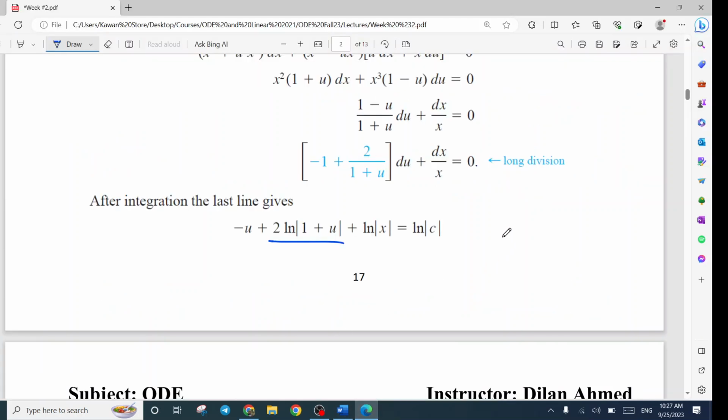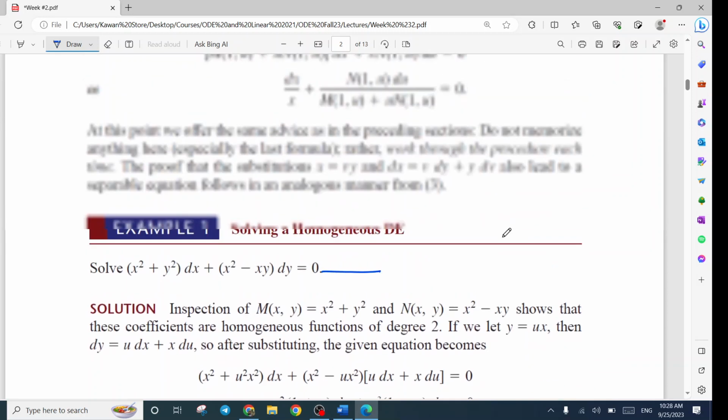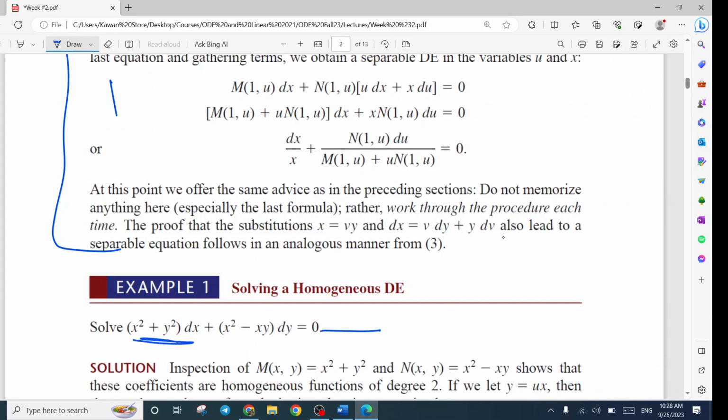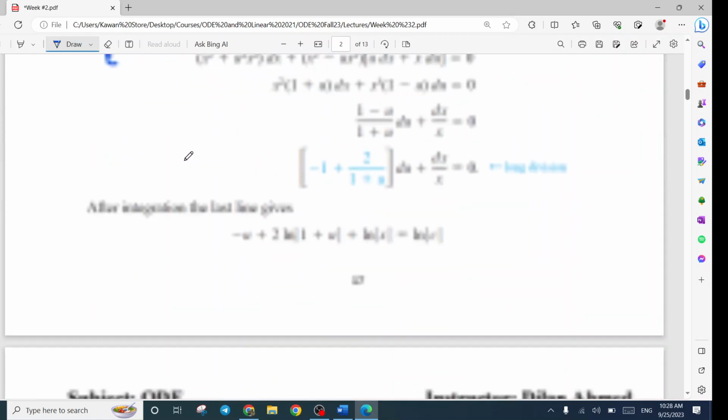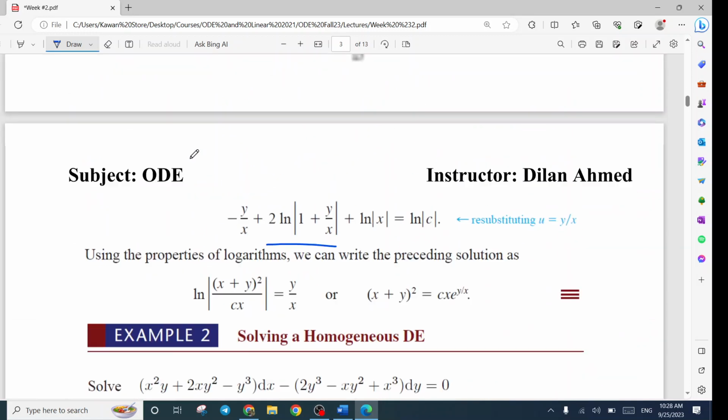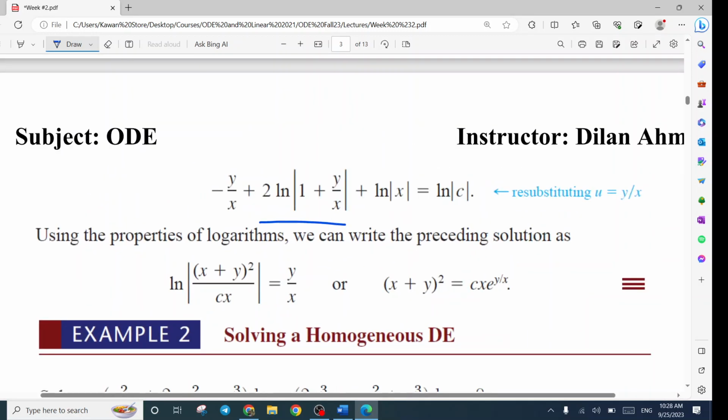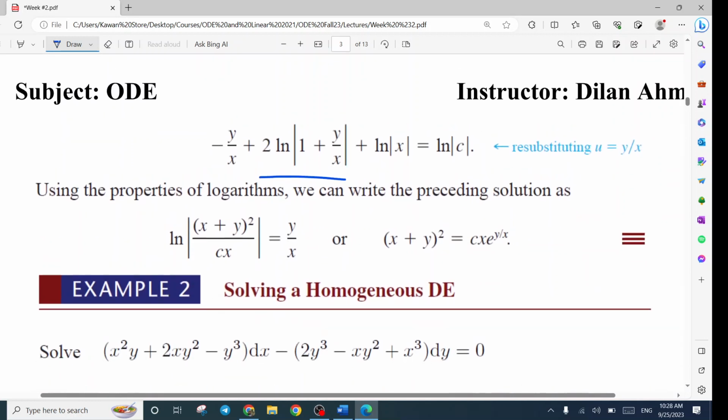What was the important thing here? It was how to change non-separable to separable by using substitution. After checking, your example is what? Is homogeneous. Did you understand or not, dear? So let me know the example. Sorry.